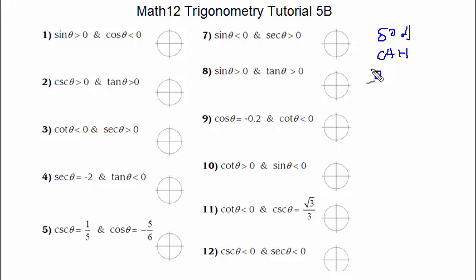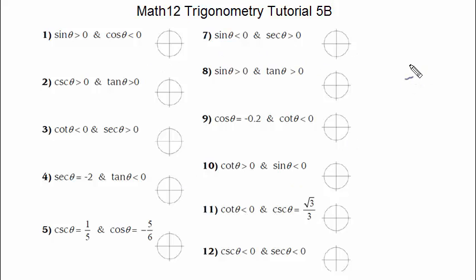SOHCAHTOA. Sine equals opposite over hypotenuse. Cosine equals adjacent over hypotenuse. Tangent equals opposite over adjacent. So that is easy enough. All right, so we're going to do these things on the run here.